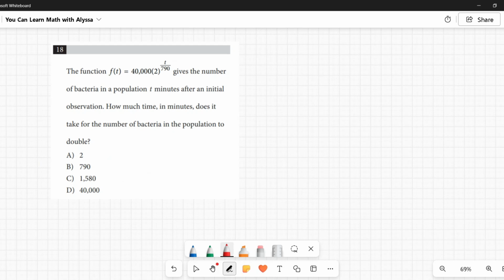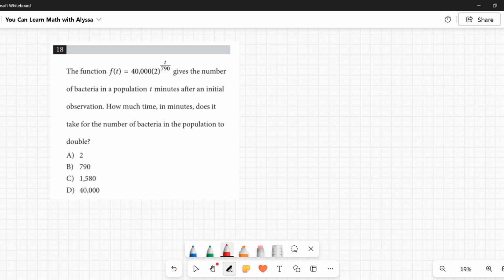Number 18. The function f of t equals 40,000 times 2 to the power of t over 790 gives the number of bacteria in a population t minutes after an initial observation. How much time in minutes does it take for the number of bacteria in the population to double?